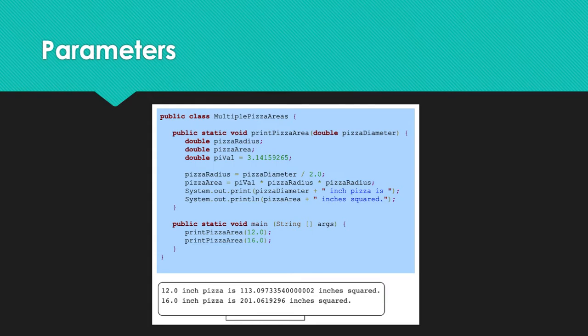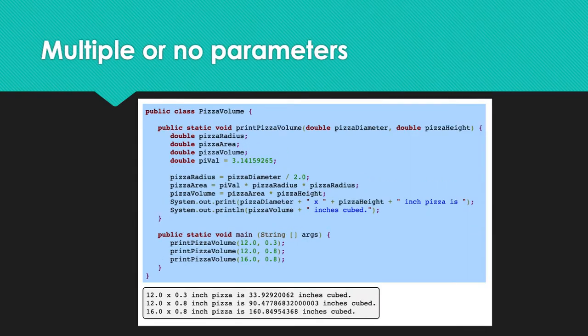Next, we take a look at multiple or no parameters. The same example, we have the pizza method, and the arguments are separated by commas. The first argument is being called, followed by the second argument. So here we have 12 by 0.3 inch, and the pizza is 33 point something inches cubed. This is basically the volume.